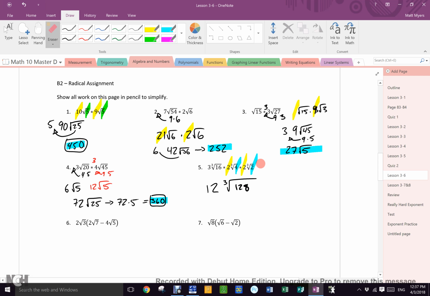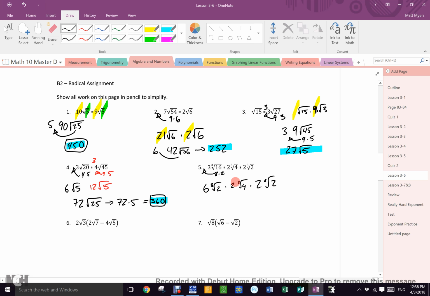So what should I have done first? What should I have checked for, Ash? Can I simplify any of those? Just the 16, because that's 8 times 2, correct? What's a cube root of 8? 2, so out comes a 2. Now I've got 6 cube root 2 times 2 cube root 4 times 2 cube root 2. Now it's super easy, isn't it?